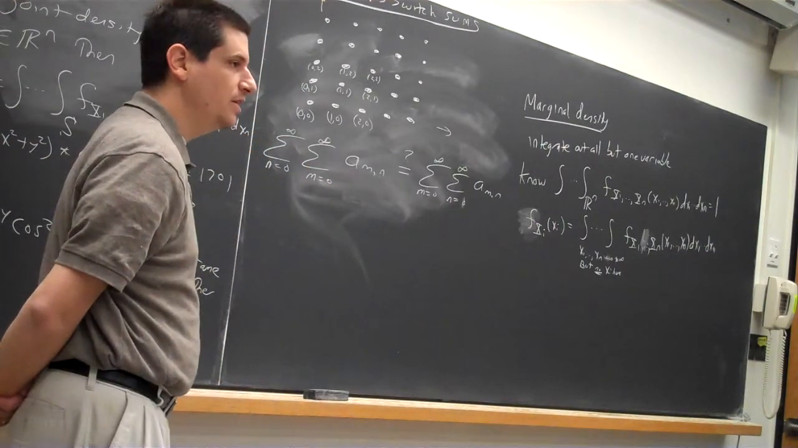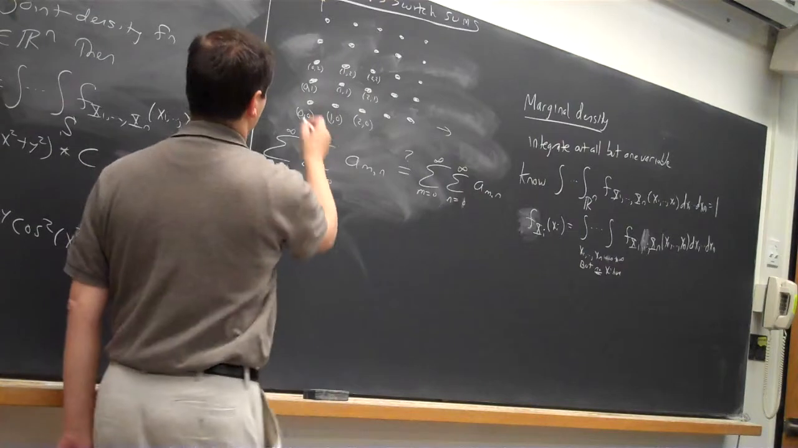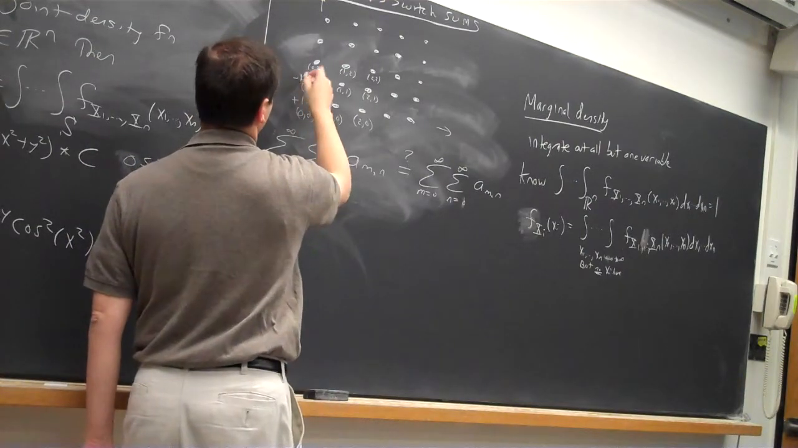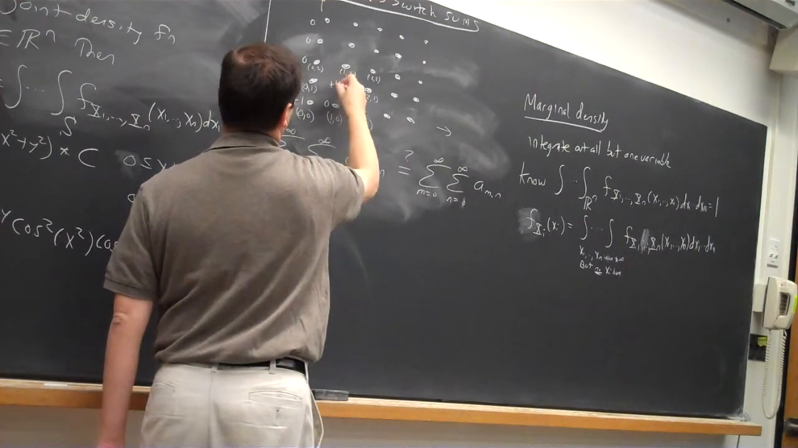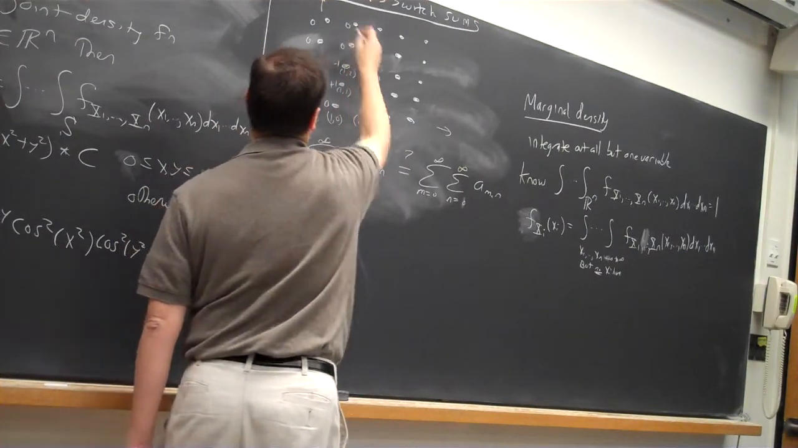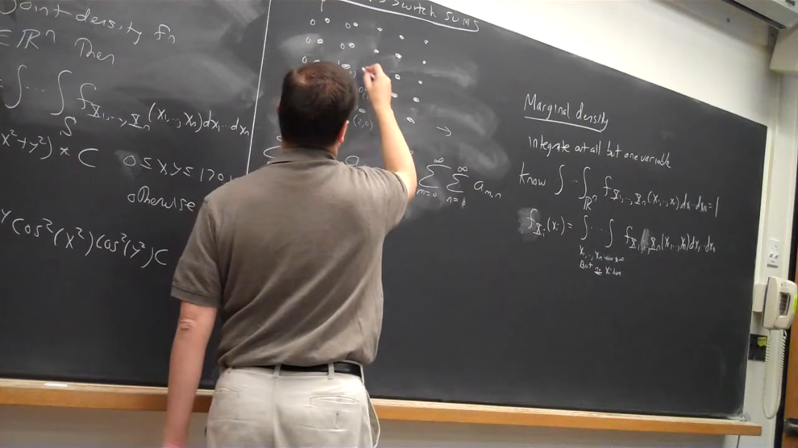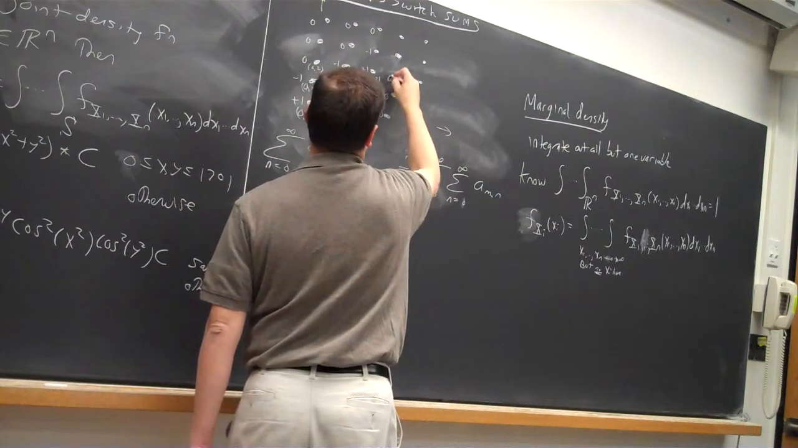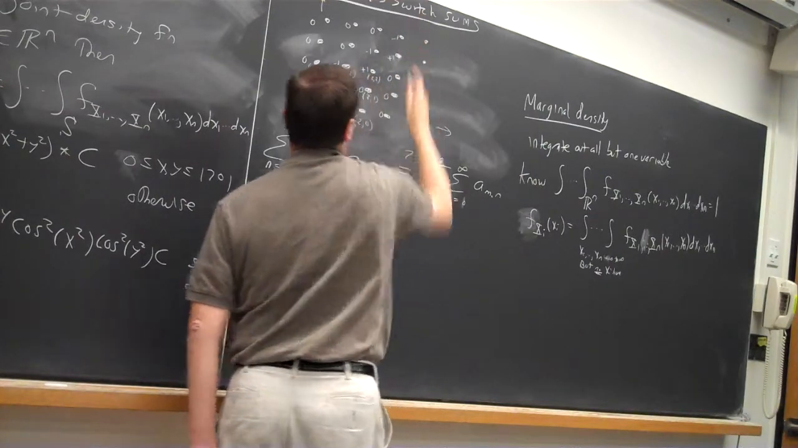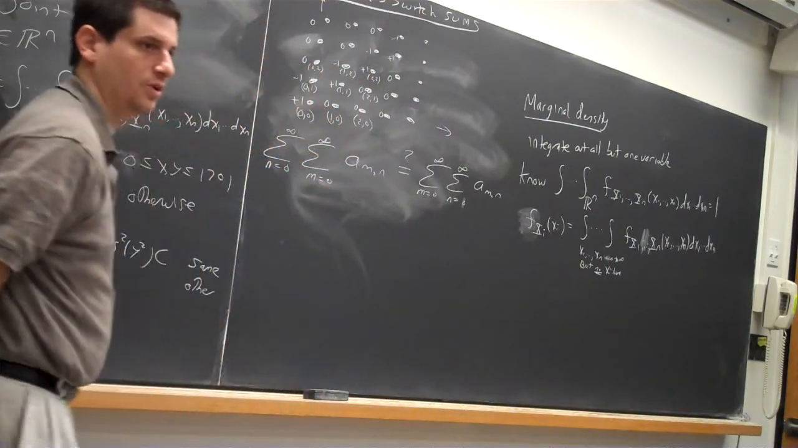Alright, I'm going to define my terms a_{m,n} as follows. Plus 1, minus 1, 0, 0, 0. Then 0, plus 1, minus 1, 0, 0. Then 0, 0, plus 1, minus 1, 0. Then 0, 0, 0, plus 1, minus 1, 0 forever. Okay?